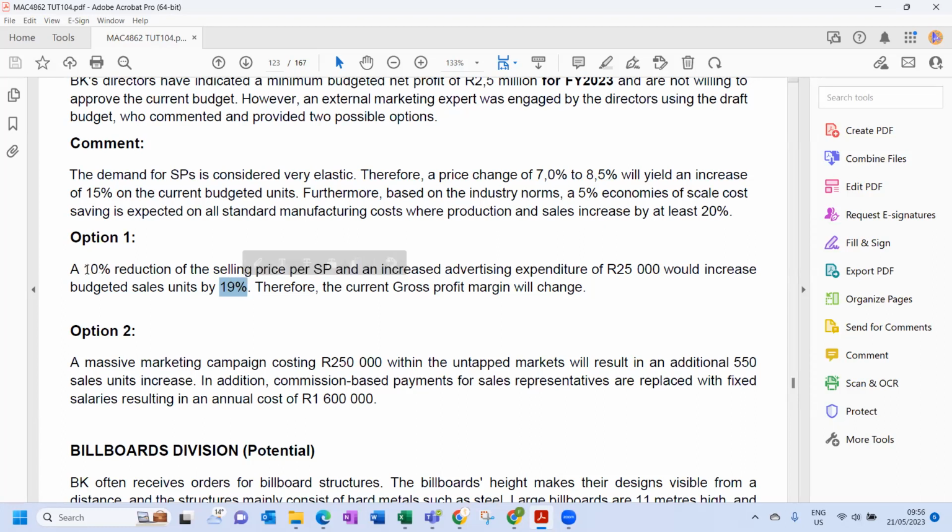So we accounted for the reduction in selling price. We accounted for the increase in budgeted units. What we must still take into account is the 25,000 Rand. We must also look at this concurrently. So the units have changed, but it's still less than 20%. Therefore, we won't incur the economies of scale of 5%. We won't benefit from that.